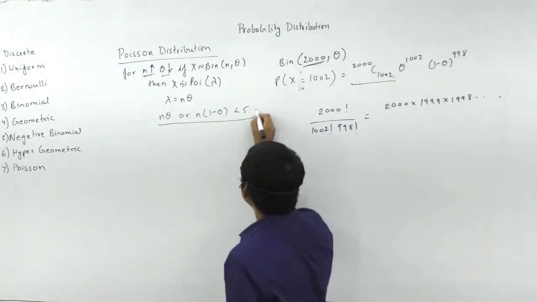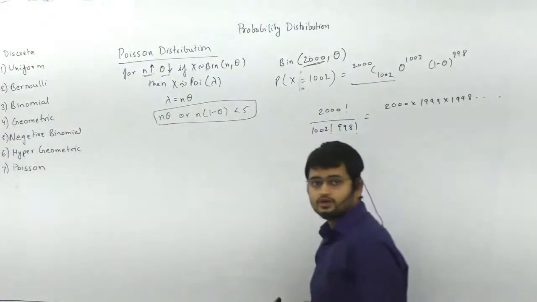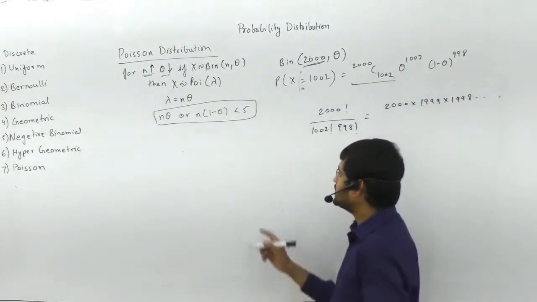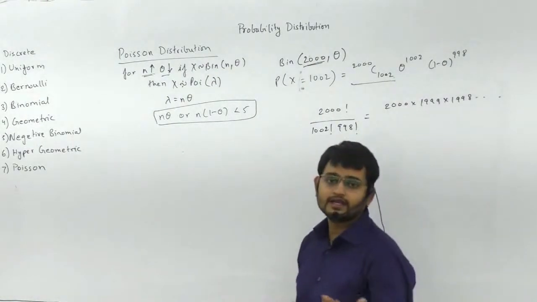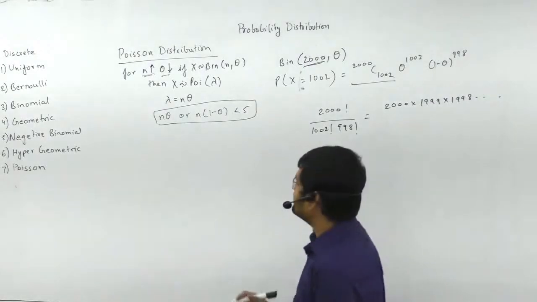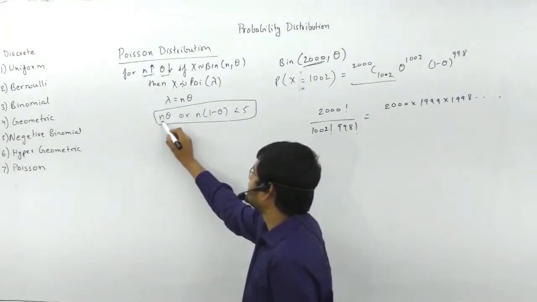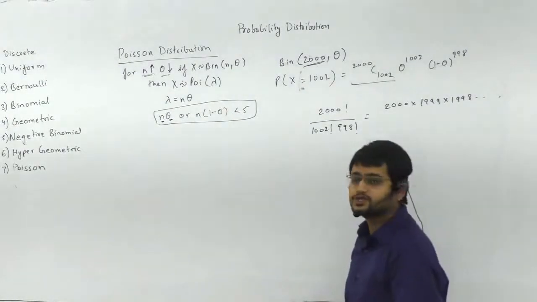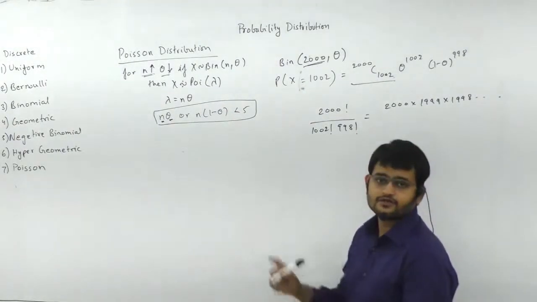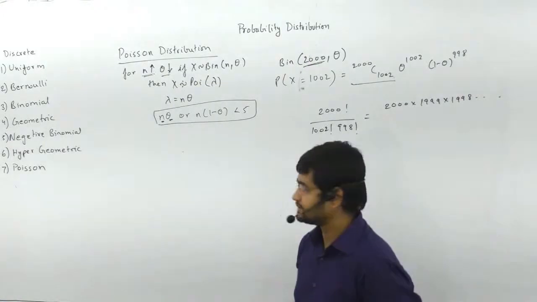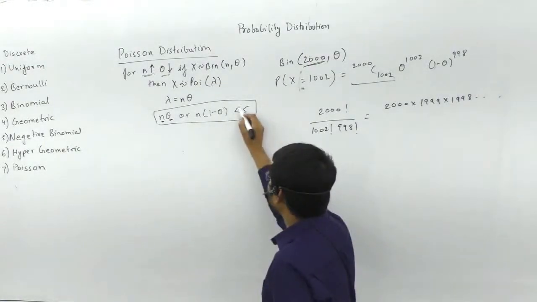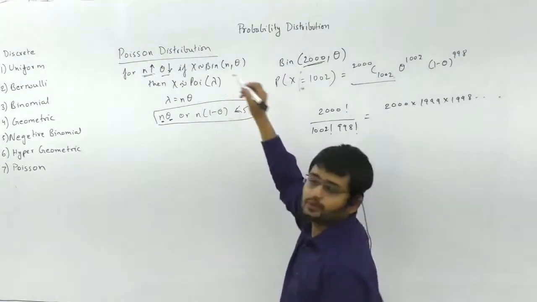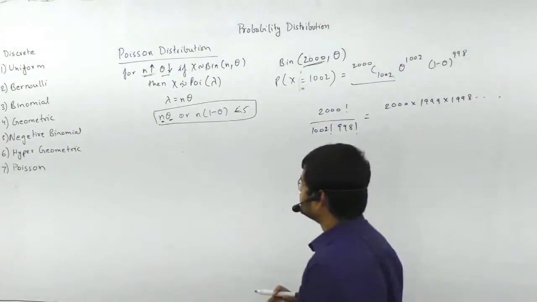Now this is not a fixed value. Even for greater than 5 we might consider it. But when we have n large as well as theta large, we convert our binomial distribution into a normal distribution, which we are going to study in chapter 8. So right now we are only going to see the Poisson approximation of the binomial distribution.